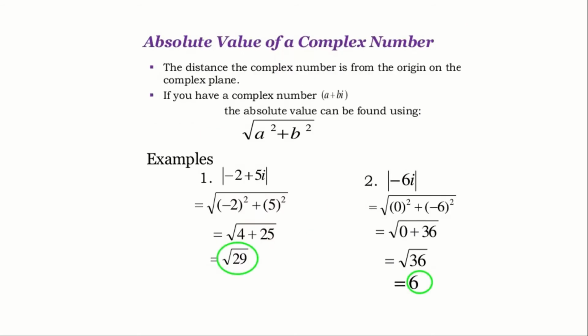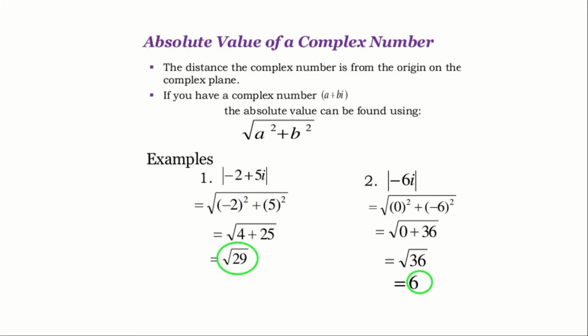Next is the absolute value of complex numbers. It is the distance the complex number is from the origin on the complex plane. So whatever distance we measure for a complex number will be from the origin point (0, 0). If you have a complex number a plus bi, the absolute value can be found by using the formula square root of a squared plus b squared. To find the absolute value of a complex number, we combine the real and imaginary parts, where we have to plot it on a complex plane.